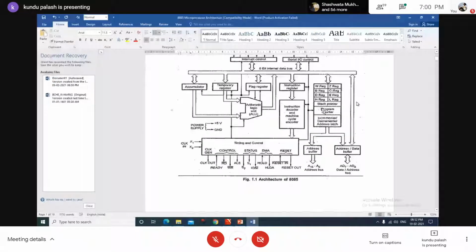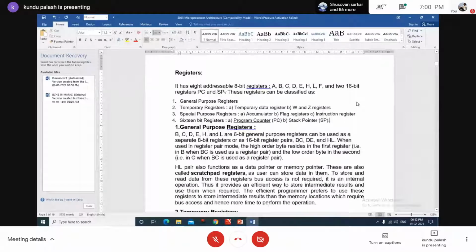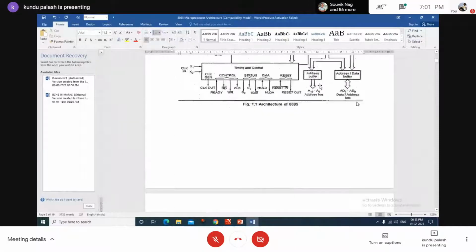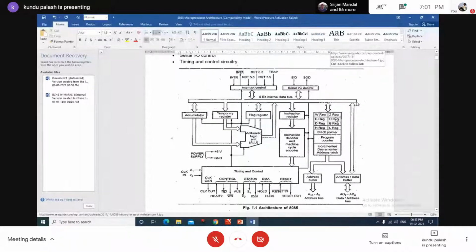So these are the registers, but it is a 16-bit. These are 16-bit registers, except these are 8-bit registers individually, but can be operated as a 16-bit, that is an 8-bit pair. The pair name is fixed, so that means it is not random. Like the BC pair can be operated, the DE pair and the HL pair.